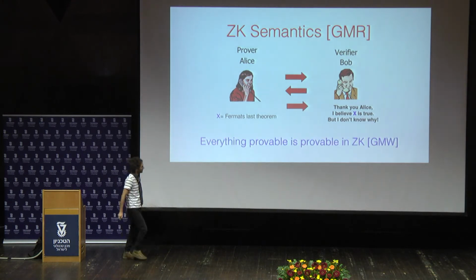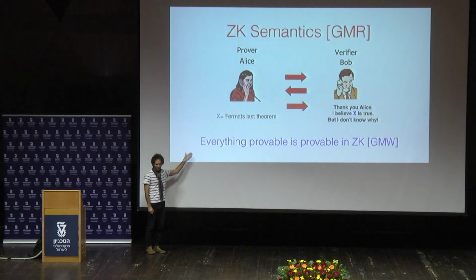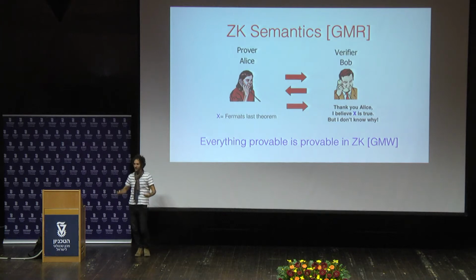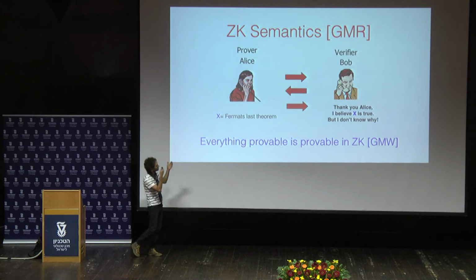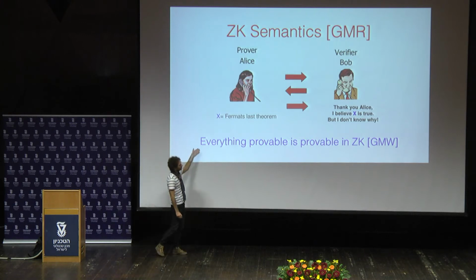So let's illustrate this. Before illustrating that, the key reason why this is so intriguing is that we can actually do it, and we can do it for everything that is provable. So everything that I can convince you of, I can convince you in zero-knowledge. This notion of zero-knowledge was introduced by Goldwasser, Micali, and Rackoff, and this amazing theorem was shown by Goldreich, Micali, and Wigderson.